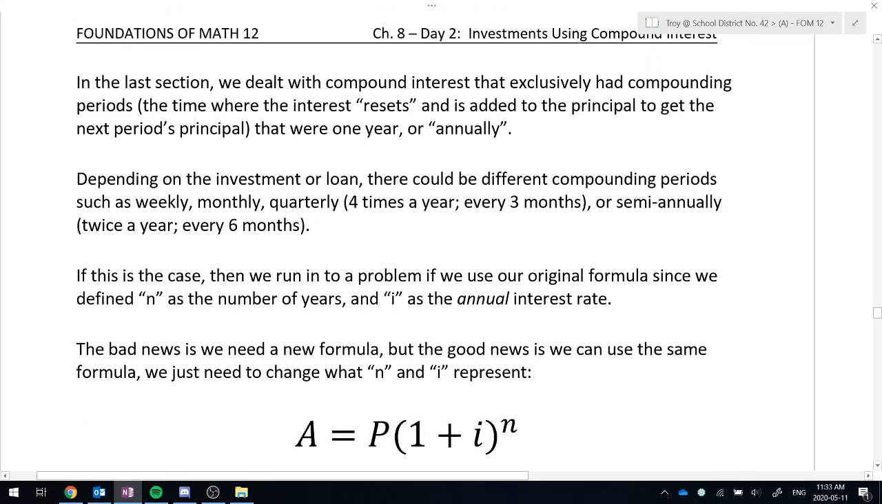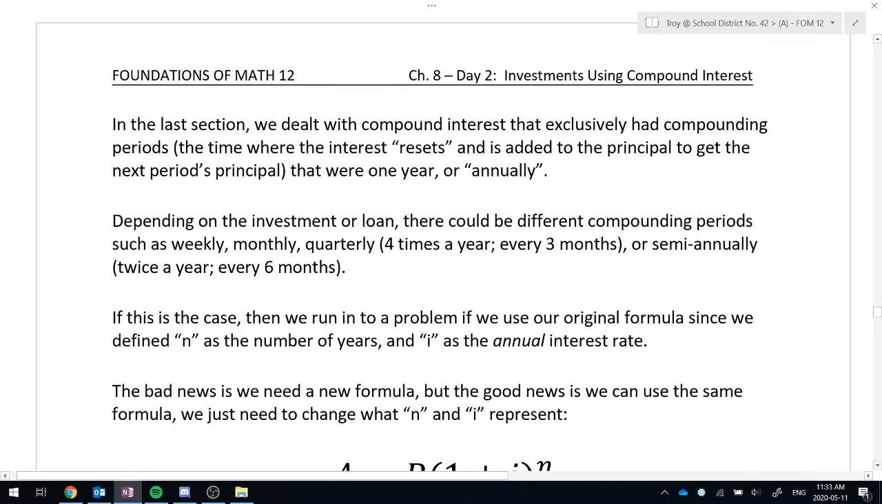Hello everyone. So today we're going to take a look at the second section of our finance unit. This one's titled Investments Using Compound Interest. So clearly we're going to take everything we've learned for compound interest and sort of build on it.